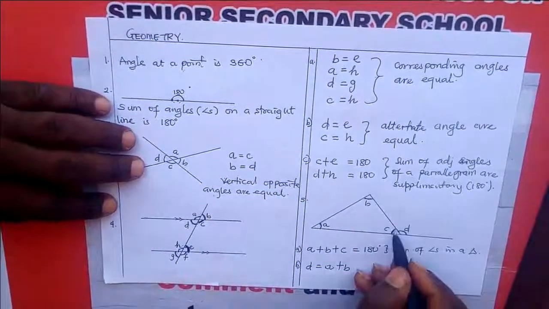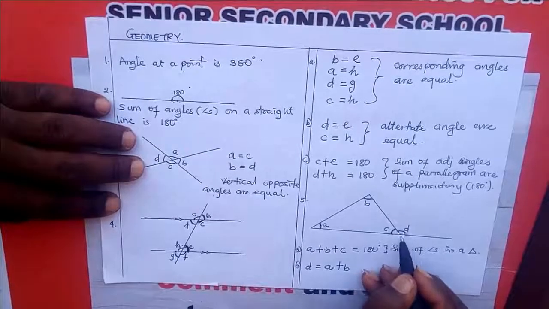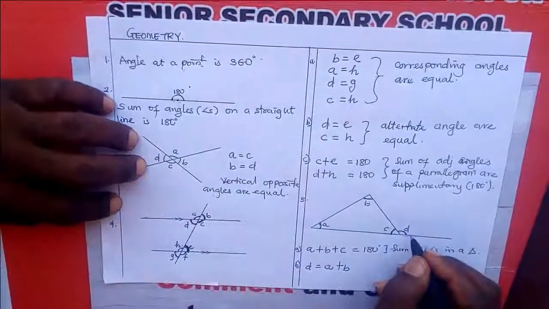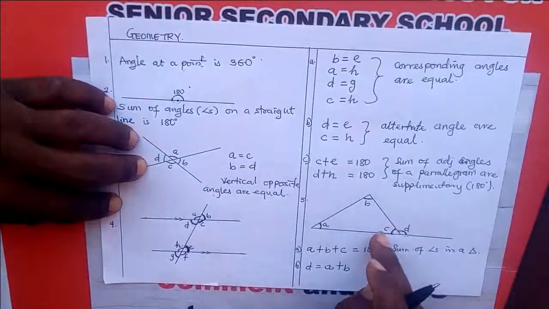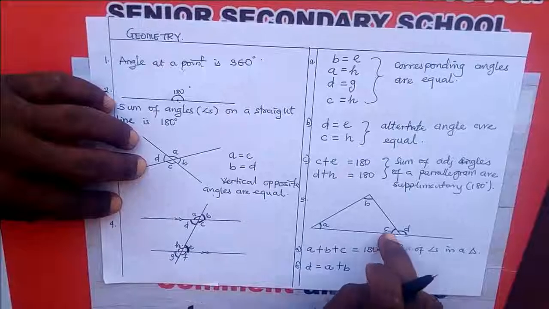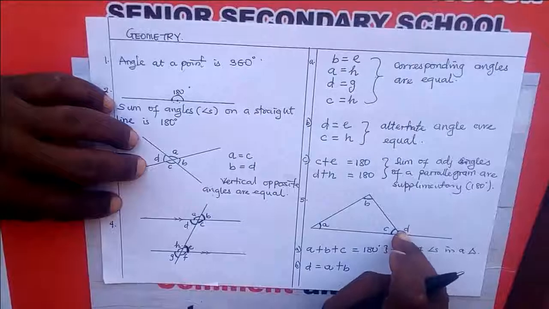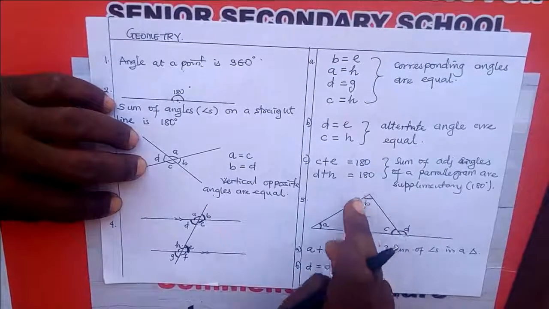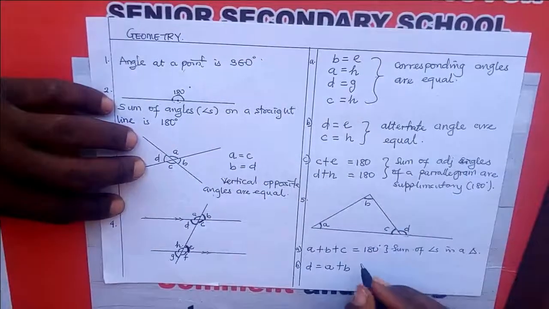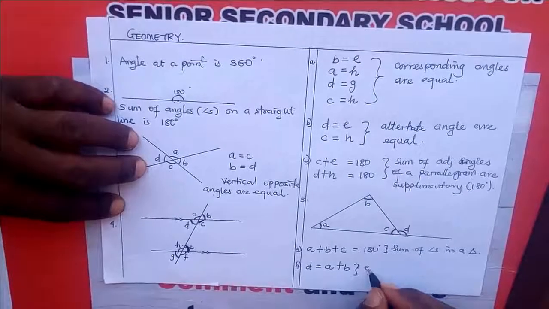Why? Because C is the interior angle, and C and D make a sum of angles on a straight line, which is 180 degrees, and the sum of angles in a triangle is also 180 degrees. So you see that A plus B plus C is 180. The same thing, C plus D is 180. So that shows that A plus B will be equal to D. So when you add these two interior angles together, it gives you the exterior angle at point C.